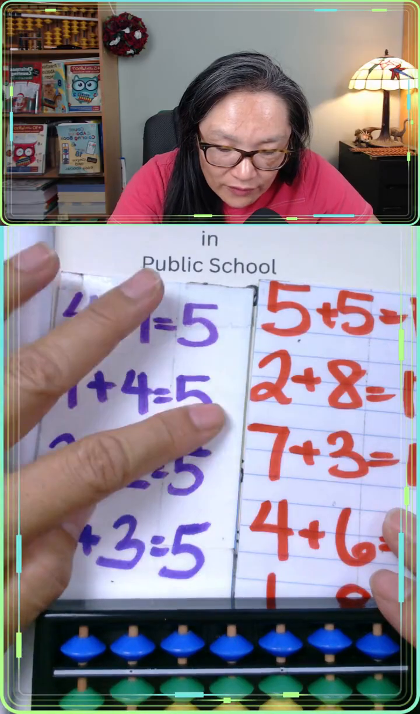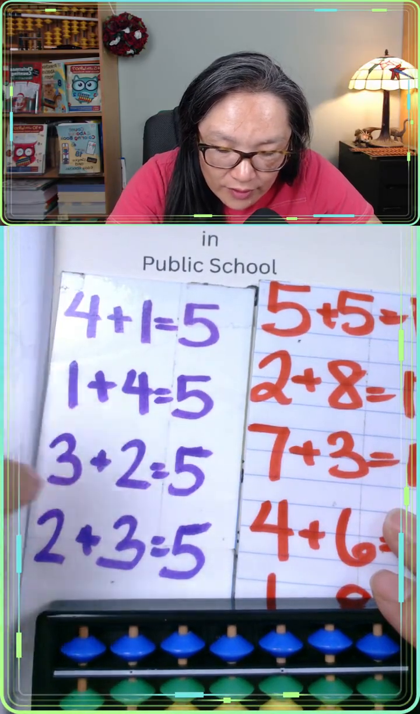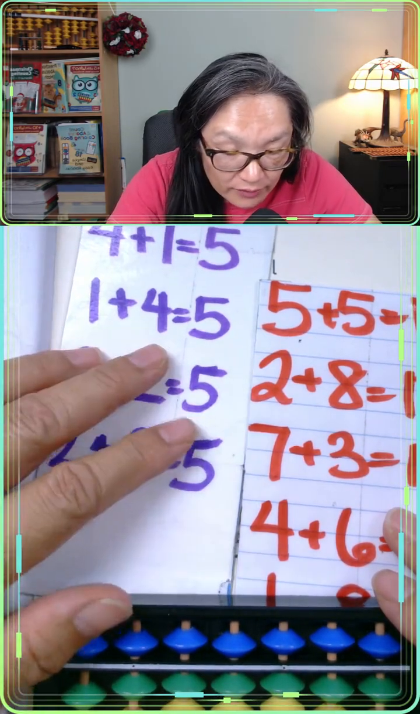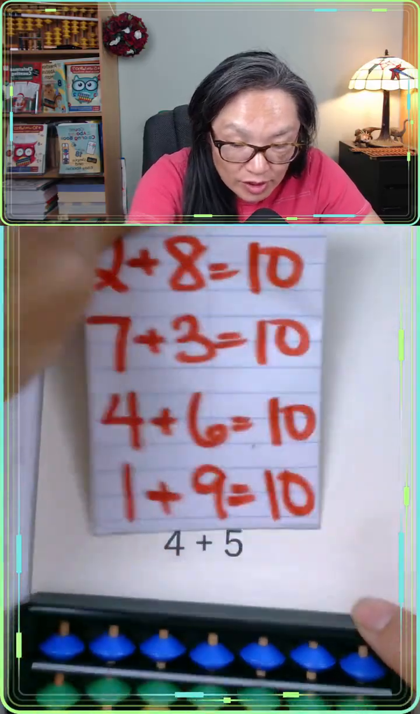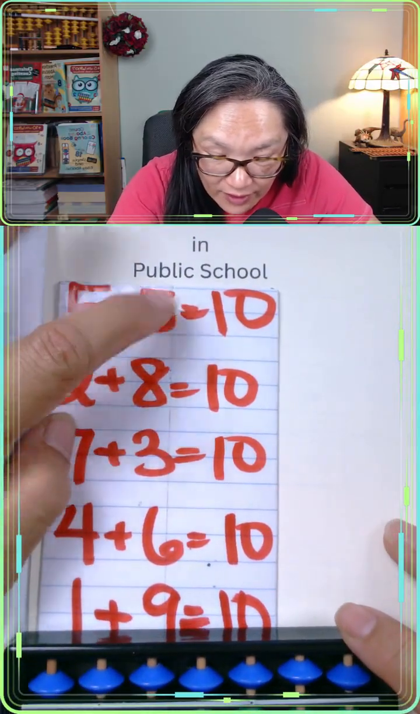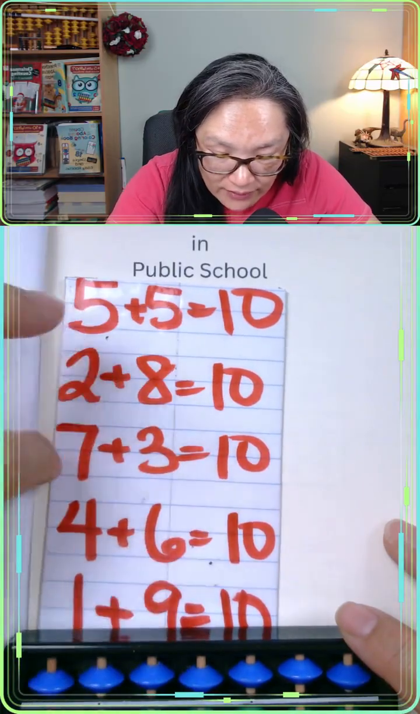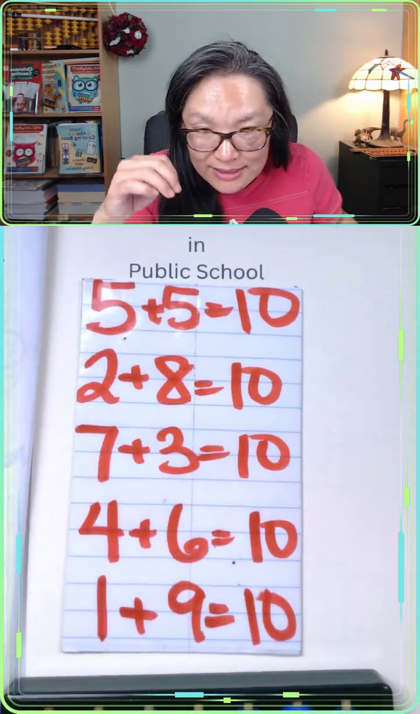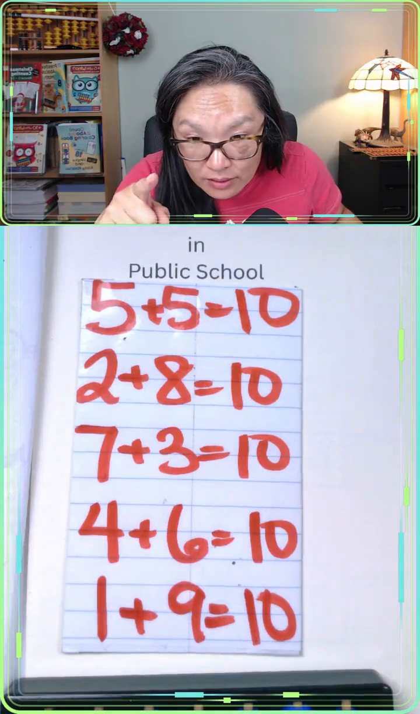4 plus 1 is equal to 5. 5 plus 1 is equal to 4. And then 3 plus 3 is equal to 2, and then 2 plus 3 is equal to 5. I'm sorry, I didn't even know why I said that, I think I'm just kind of jibber-jabbering. Then again, we do the pairs of 10. So the pairs of 10 is 5 and 5 is 10, 2 and 8 is 10, 7 and 3 is 10, 6 and 4 is 10, 1 and 9 is 10.